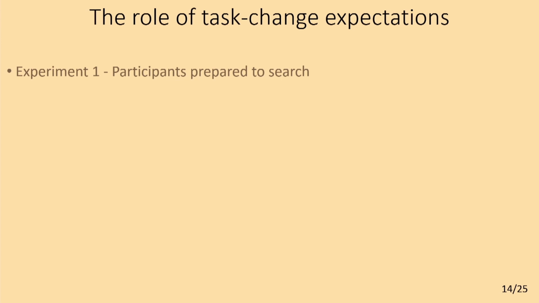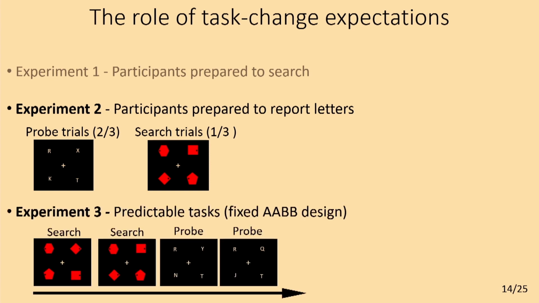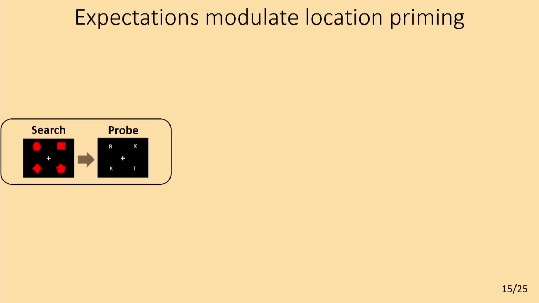Now, recall that in experiment 1, the most frequent task was to search. So it is reasonable to assume that before a probe trial, participants actually prepared for a search trial. In experiment 2, the probe task was now the most frequent task. So we predicted that after a search trial, participants would prepare for a letter report task. In experiment 3, we induced even stronger expectations by presenting the tasks in a fully predictable sequence: search, search, probe, probe, and so on. So participants knew in advance what their next task would be. And we removed search probe trials from these experiments.